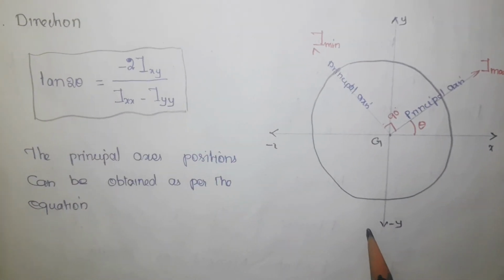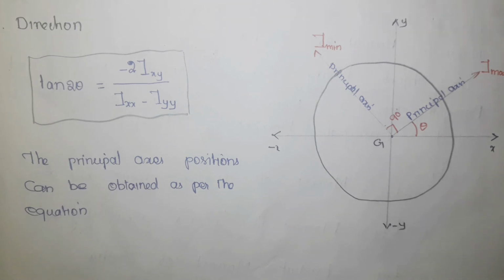So in this video we discussed two important things. One is the magnitude of the principal moment of inertia and the other is the direction of the principal axis. The principal axis is nothing but the one that gives the maximum value for the moment of inertia as well as the minimum value for the moment of inertia.